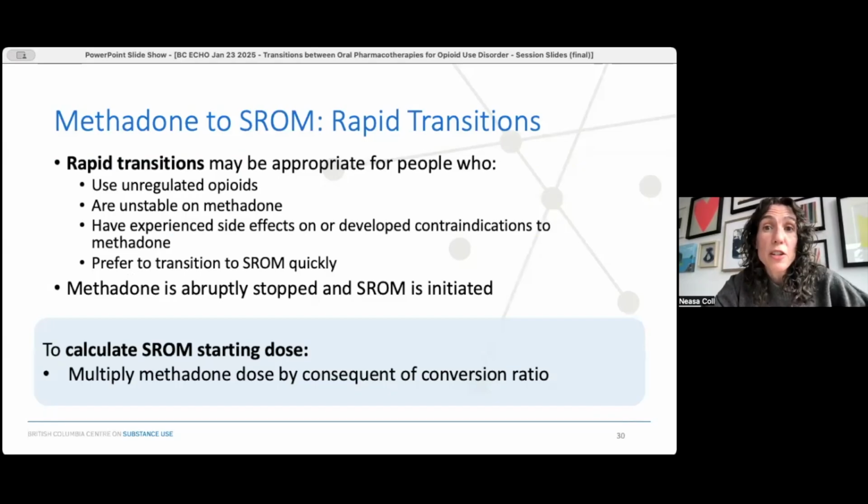Now, rapid transitions, again, may be appropriate for people who are using unregulated opioids or are unstable on their methadone dose, or have experienced side effects or developed contraindications to methadone, or prefer to make this transition quickly for whatever patient-centered reason.